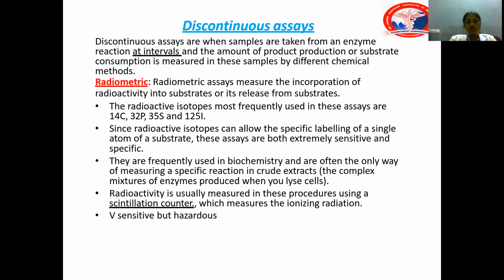The radioactive isotopes which are most frequently used in these assays are C14, P32, S35, and iodine 125. Radioactive isotopes allow the specific labeling of a single atom of the substrate. That is, if the substrate has many atoms, we can radiolabel only the carbon atom. Since it can specifically label a single atom, these methods are very sensitive and specific.